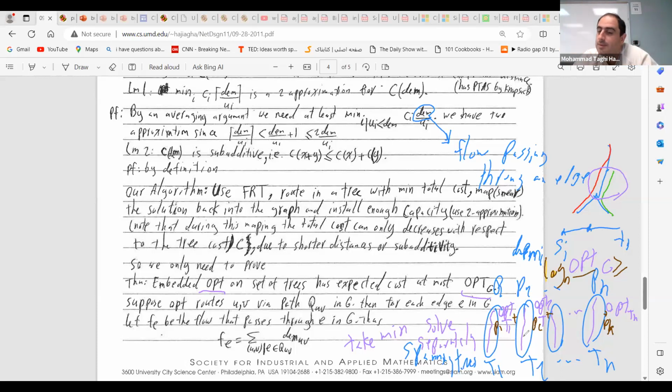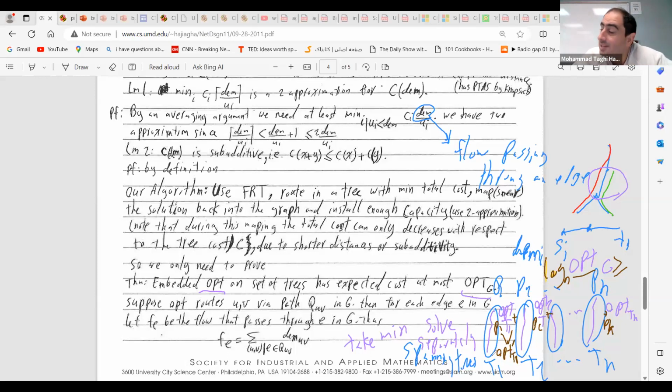Now, if I take the solution on the minimum of these guys, each of these opt would be less than the opt of t. So I will say opt prime. So opt prime is actually the best solution on these guys essentially. So the opt is the best solution on this one.